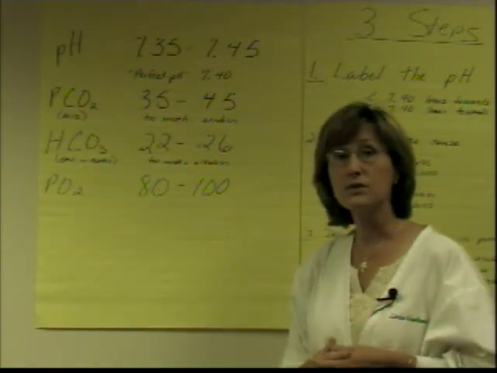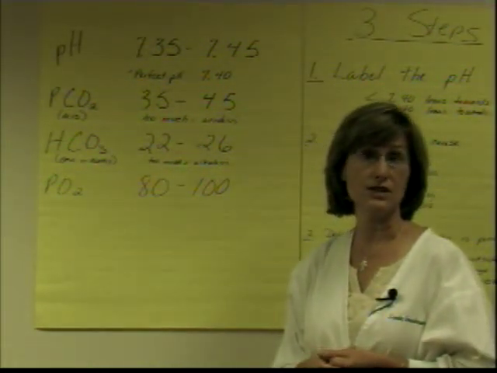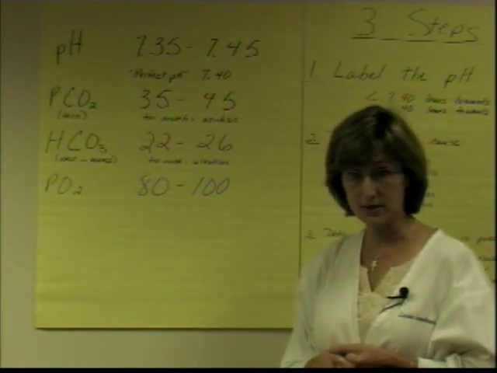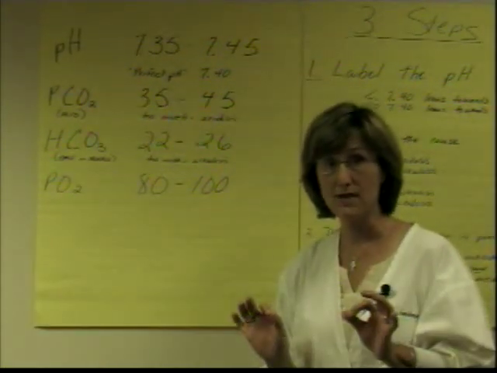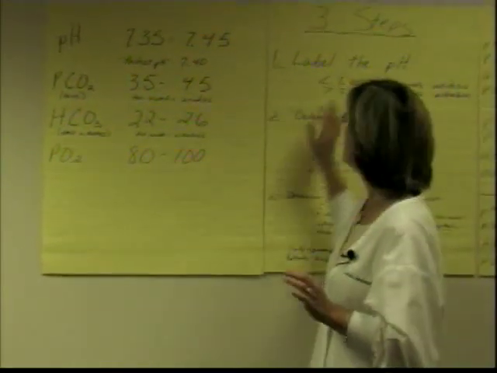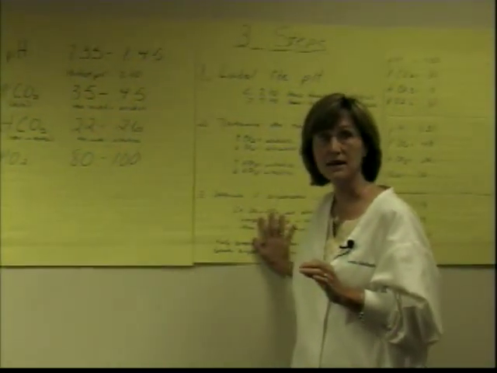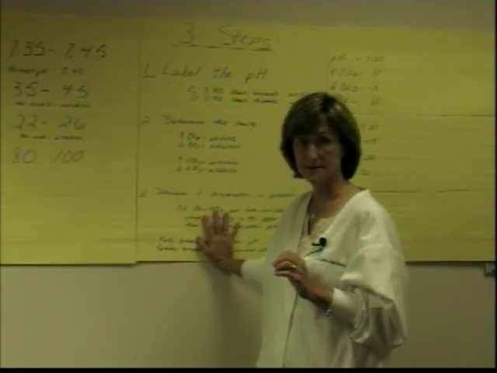And then the other thing arterial blood gases tell us about is the state of oxygenation. A normal PO2 level is 80 to 100. PO2 less than 80 means that you're hypoxic. Okay? So we have our normal values down. Now let's move to our 3-step method for interpreting ABGs.